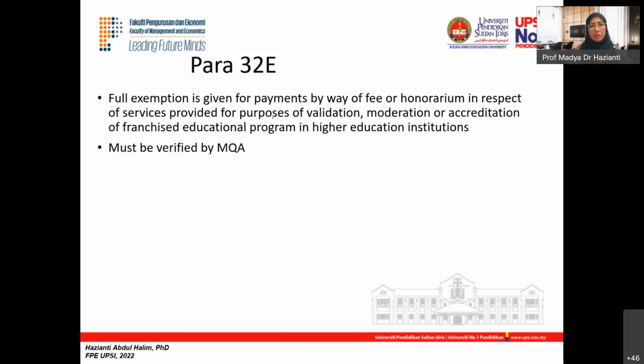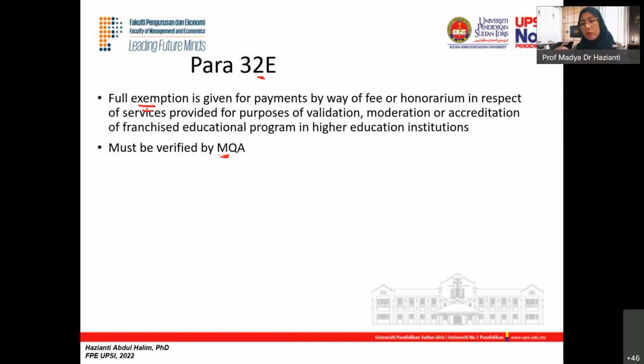32E, full exemption given for payment by way of fee honorarium in respect of services provided for by purpose of validation. Okay, this is actually from MQA. Dalam MQA kita ada MQA panel. So this panel, they are actually reviewing the academic program. So when they review every academic program in all the universities in Malaysia ni, they get paid. And I'm talking about the panel, MQA panel, they get paid. Tapi based on this paragraph 32E, dia dapat full exemption.